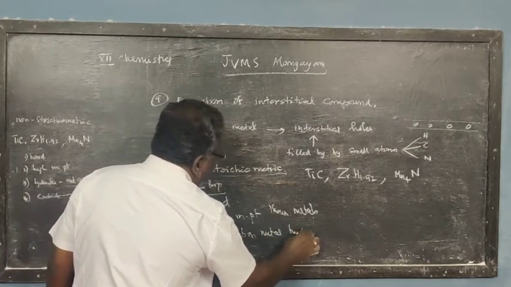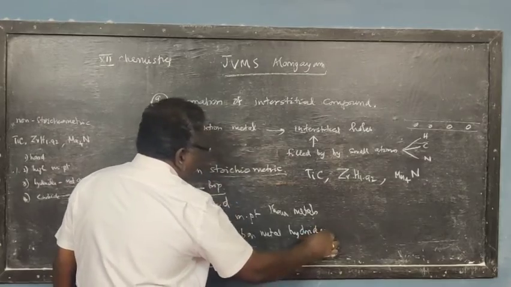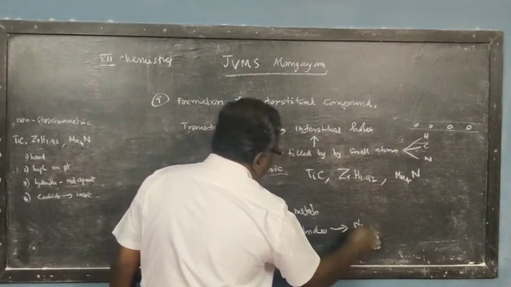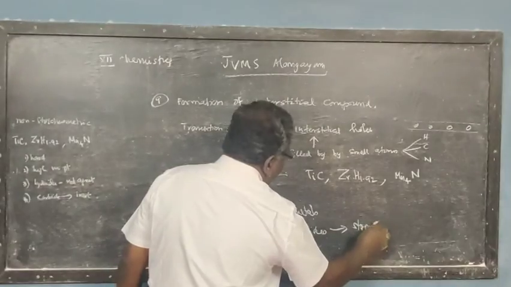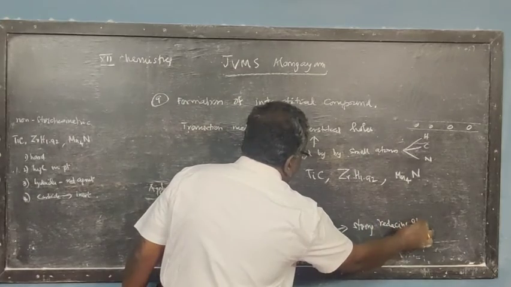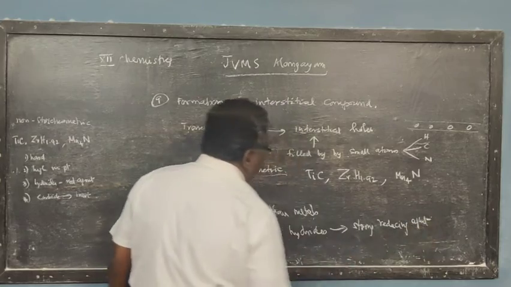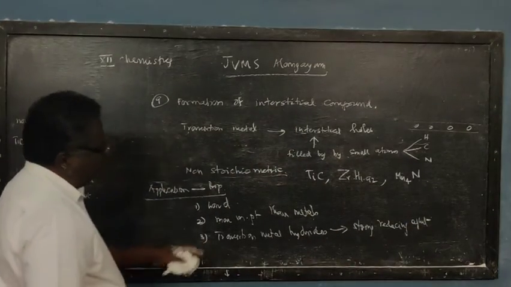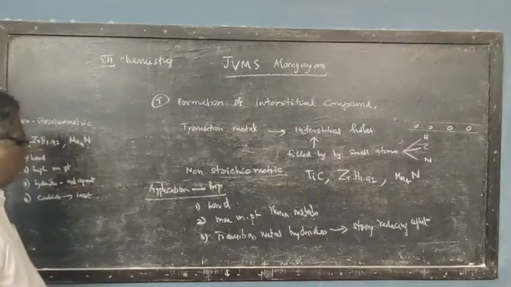And the third one is particularly the transition metal hydrides. Metal hydrides are used as a strong reducing agent. Right? This is a major application. This is a very important application of these transition compounds.